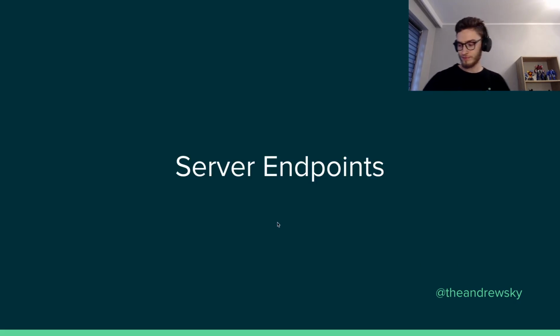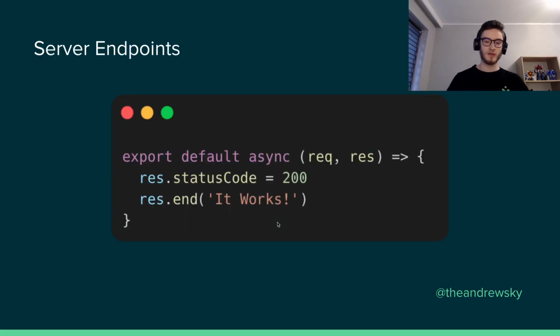Server endpoints. Server endpoints allow us to add backend logic to our Nuxt application. It works quite similar to the server middleware that we used to use in Nuxt 2. However, in this case, whenever you create a file inside this /server/API folder in your root directory, it will automatically create the endpoints out of it.